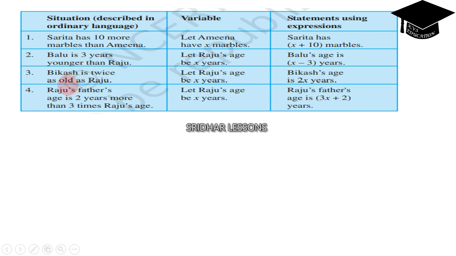Because he is twice as old as Raju. Let Raju's age be x years. Then his age is 2x years because it is twice.